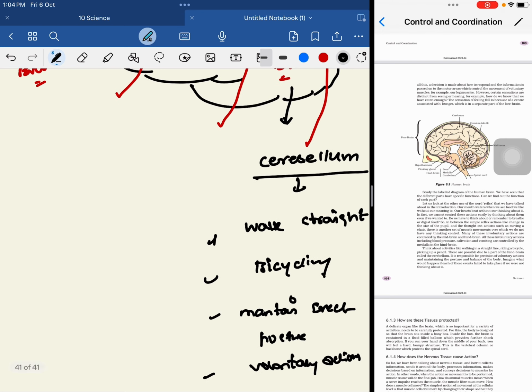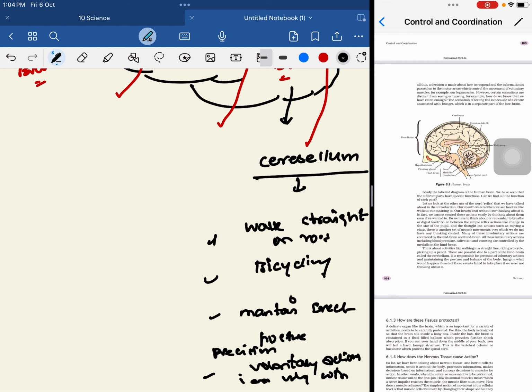I am writing with this pen. This is a precise action, a voluntary precise action. So this is a fine movement. So the cerebellum is essential for walking straight on the road, bicycling, maintaining erect posture, and voluntary action, like writing with a pen with precisely fine movement. It is essential for fine movement.